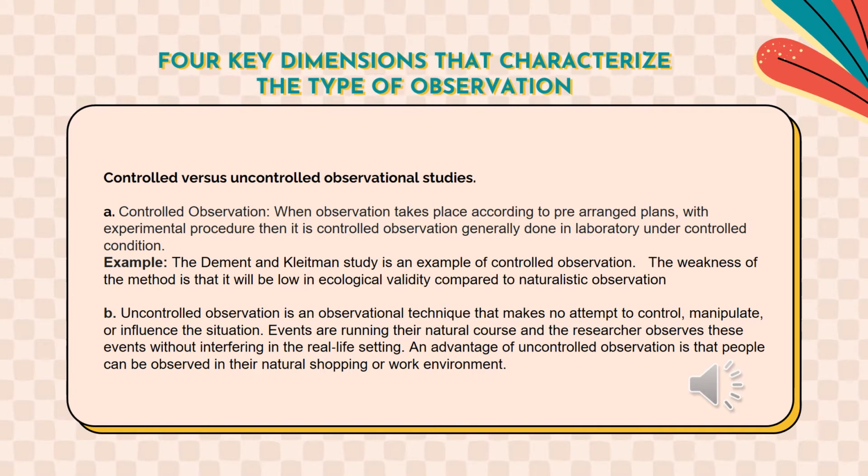incidental ones. The observation usually happens in laboratories and is in high control because this observation is used for laboratory purposes. For example, the Dement and Kleitman study is an example.